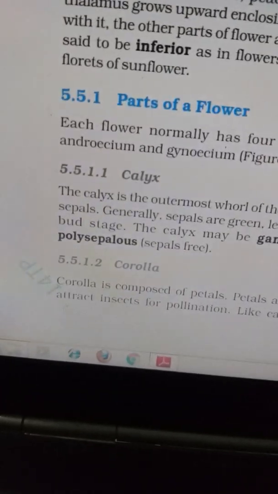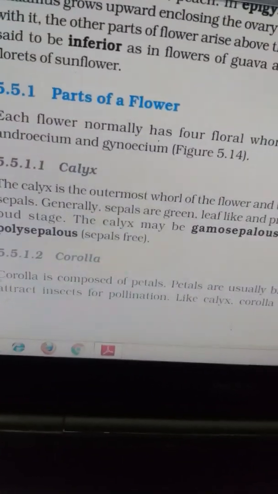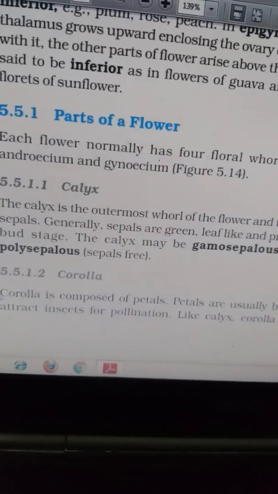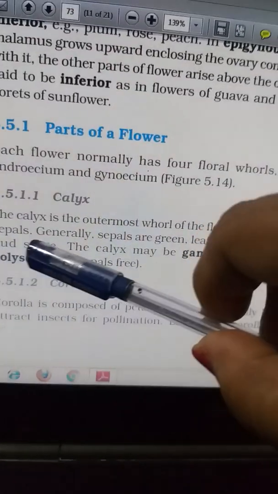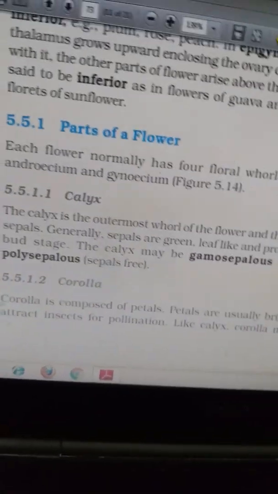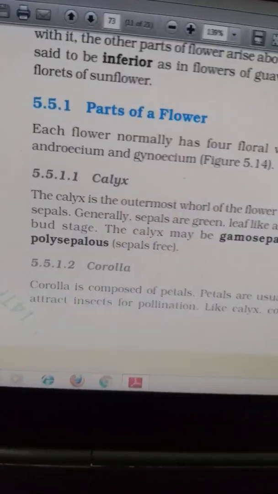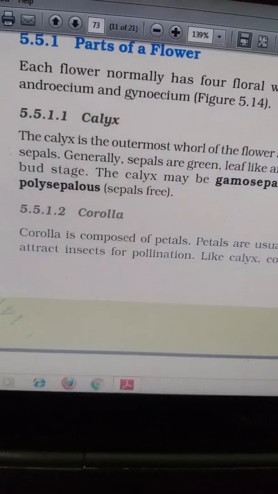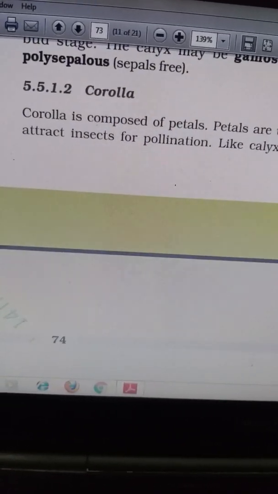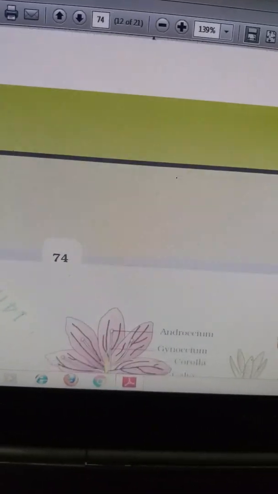Now here comes the parts of the flower. Calyx is the outermost whorl, and it is called the sepals also. If they are united, that is gamosepalous. If they are free, they are polysepalous. Corolla is composed of petals. It is the second whorl. Their function is pollination, and calyx is for protection of the bud.